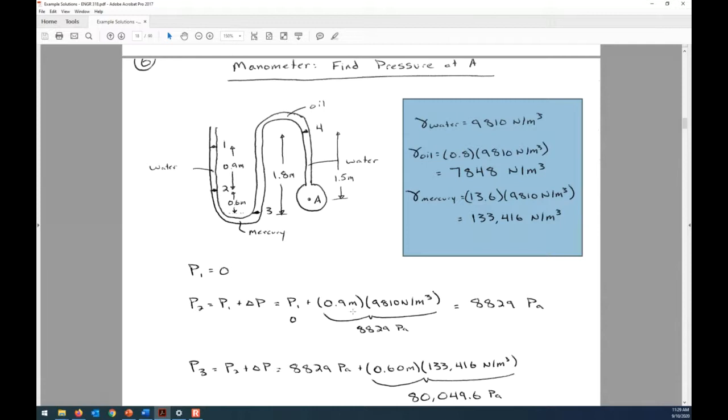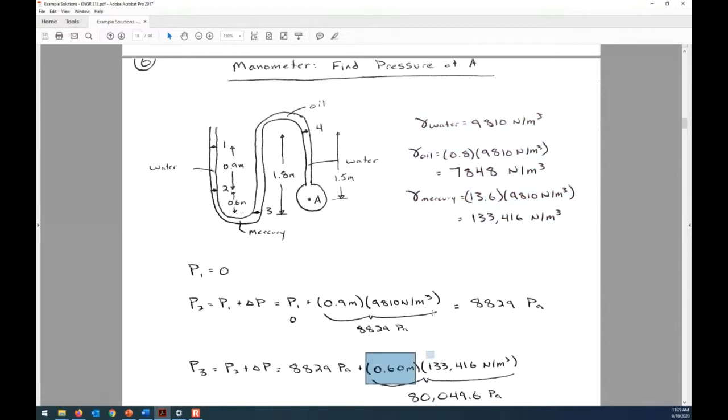So we're going down through 0.6 meters of mercury. And so that means the pressure is going to accumulate by 80,000 pascals. And then I guess that gives you a pretty clear idea of why sometimes mercury is used in manometers. If you look at our first pressure increase from 1 to 2, it was only an increase of 8 kilopascals. And that was across 0.9 meters of elevation difference. But then the mercury had a smaller elevation difference. It's only 6/10 of a meter. But the pressure increased by 80 kilopascals. So that's a big difference. So that gives us the pressure at 3.